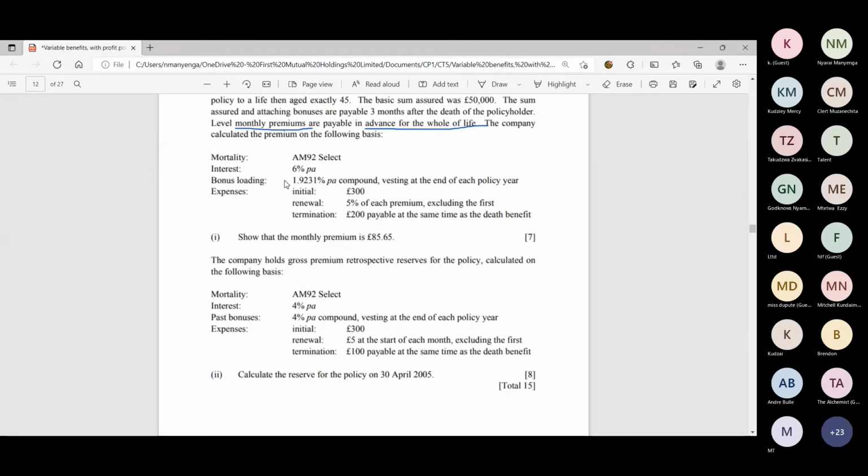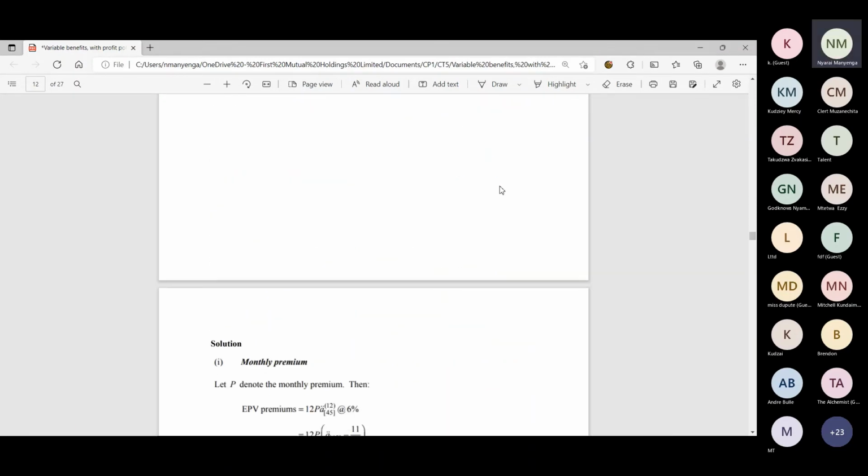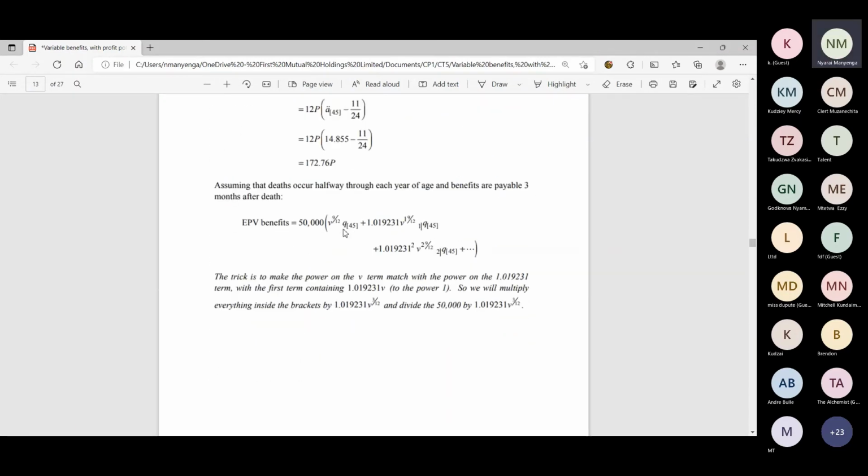Then we add, and this benefit is increased because there is a compound bonus loading vesting at the end of each policy year. It will not apply for the first year, but it will apply for the second year, as we have seen in our earlier examples. Then you add the other 3 months to get v to the power 1, 9 over 12. Then the probability of a select life surviving for a year and then dying the next year. Then this carries on for the third year, fourth year, and so on.